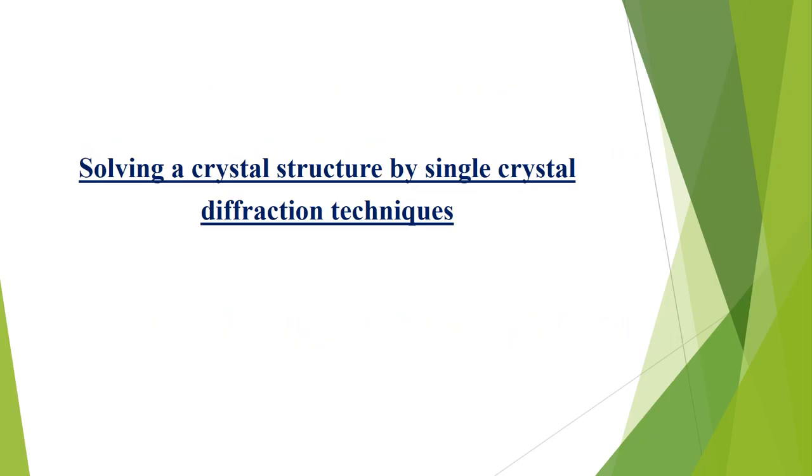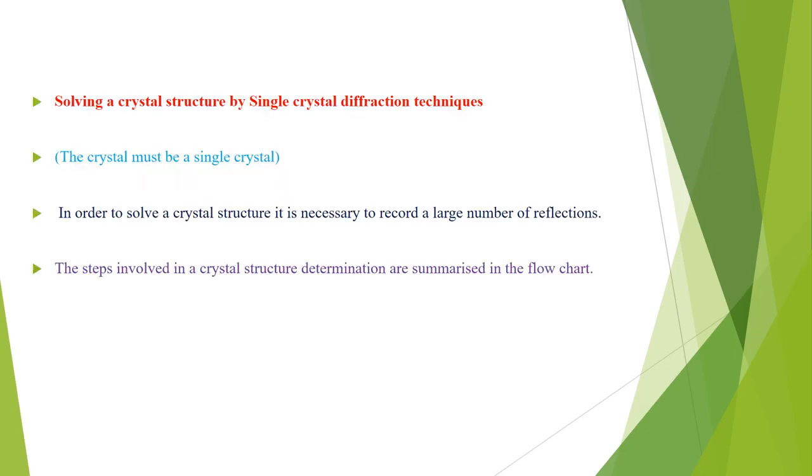Solving a crystal structure by the single crystal diffraction technique. To solve a single crystal structure by the diffraction technique, the crystal must be a single crystal. And the Bragg equation specifies that if a crystal is rotated within a monochromatic X-ray beam such that every conceivable orientation of the crystal relative to the beam is achieved, each set of planes will have had the opportunity to satisfy the Bragg equation and will have given rise to a reflection.